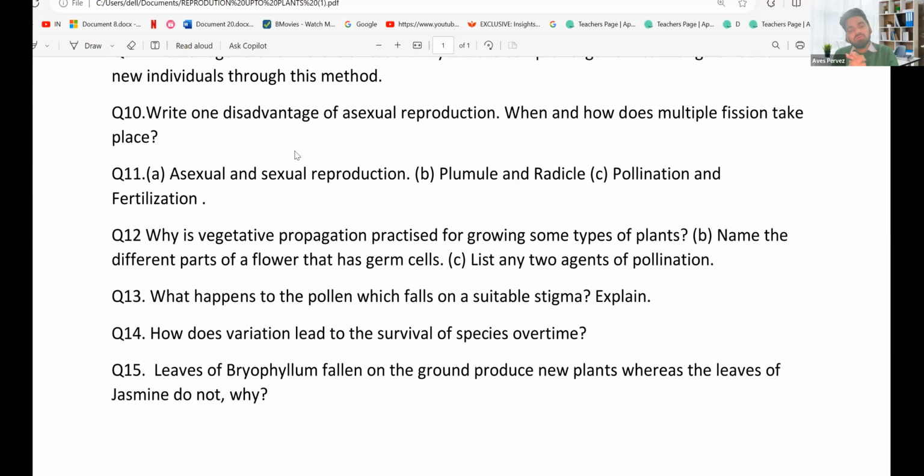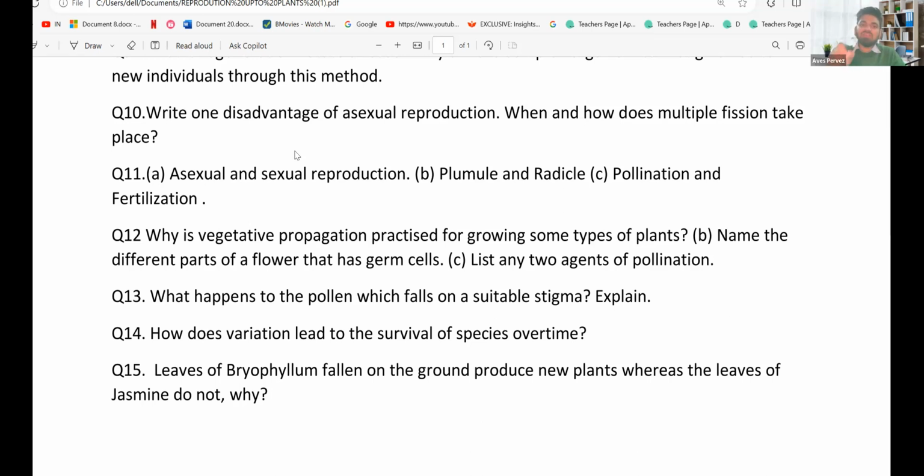Ridwan, you? So the bryophyllum plant leaves have buds. So when they fall on the ground, they grow a new plant, whereas jasmine leaves do not contain buds, so they do nothing. Yeah, because they don't have notches.